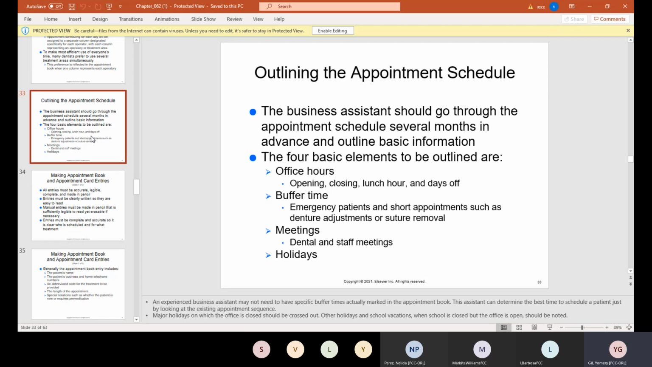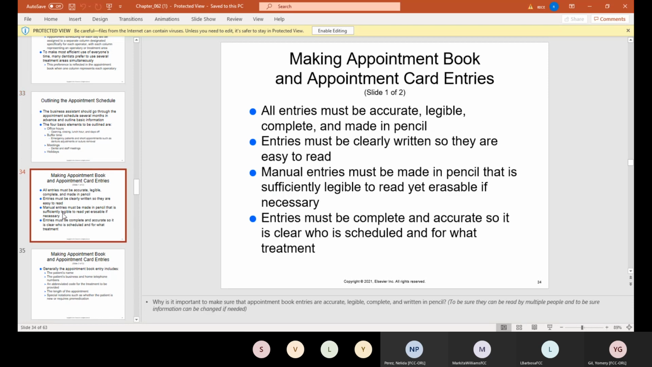Okay, buffer time. It's emergency patients and short appointments such as denture adjustments or suture removal. So this is what we called the emergency column, the 5th column. It was for patients who walked in, a person said, oh, my denture is bothering me, I need an adjustment. All those patients would be placed in that 5th column, the buffer time. Okay, meetings. So dental and staff meetings and holidays.